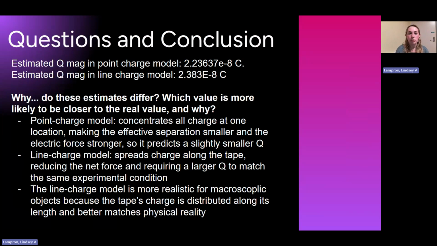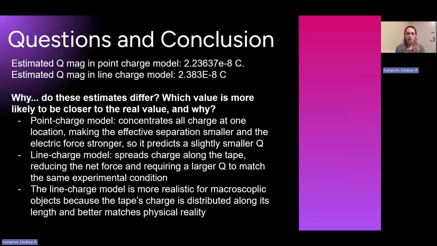So for some questions I wanted to answer, the first question was asking about the differences between the estimated magnitude of Q in the point charge model and the magnitude of Q in the line charge model. And they both are 10 to the negative 8th, but they are slightly different. And the magnitude in the line charge model is slightly bigger, which is what I predicted in the beginning.